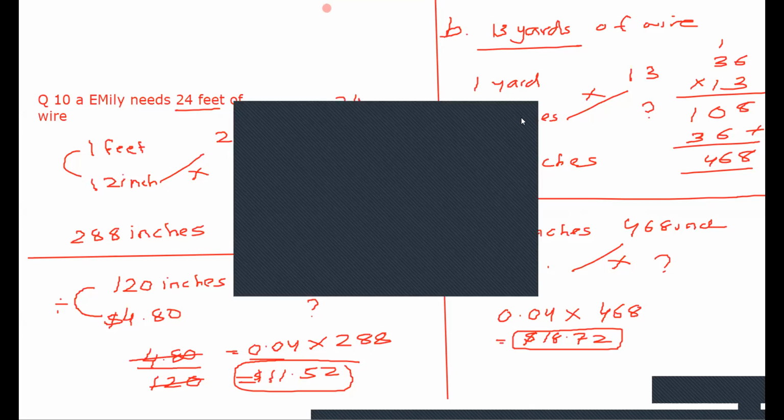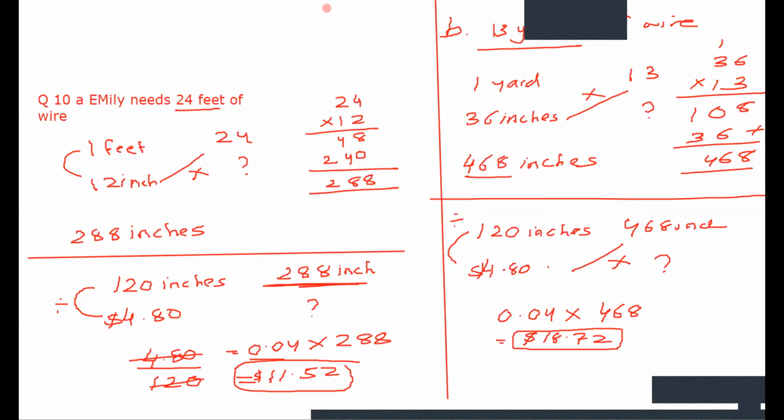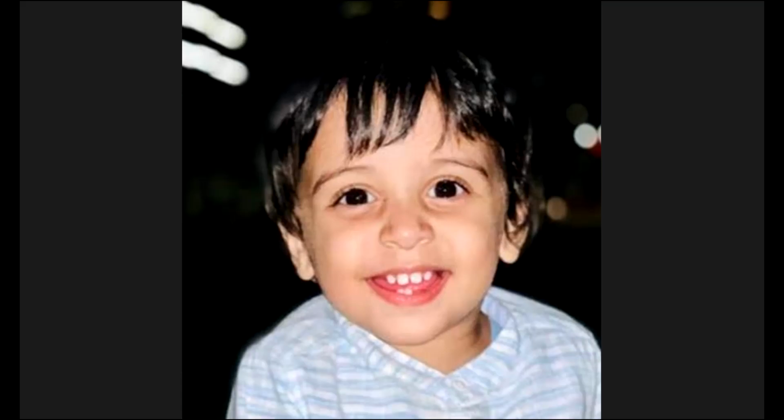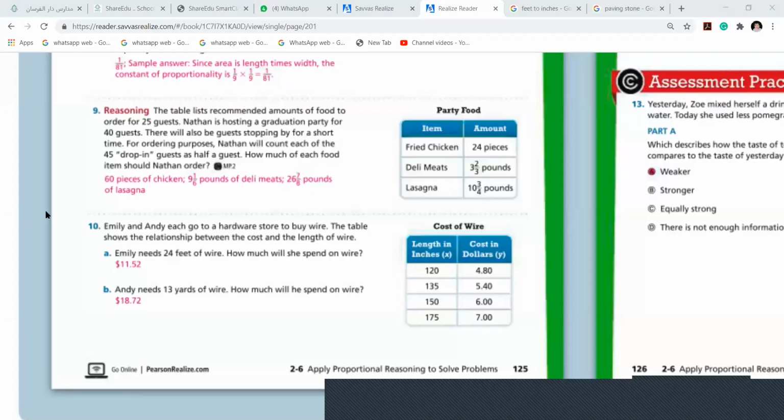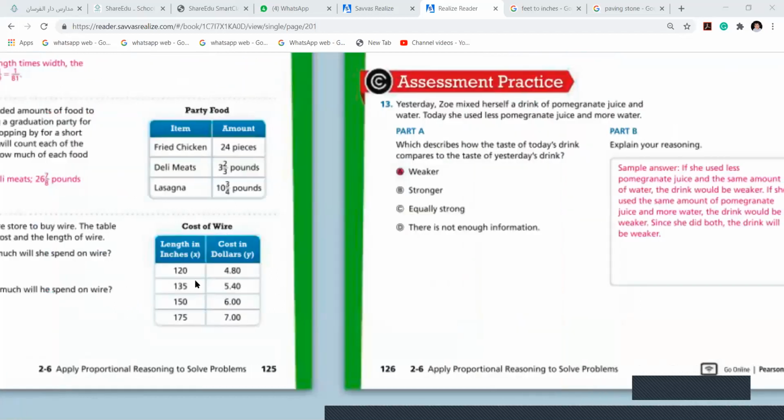We will do more questions in science class also for math, okay? And then we'll continue with math. Because in math, I'm going very slow so that you understand. See, we got the same answer here. Let us check first. See, $11.52 and $18.72. Got it, girls?